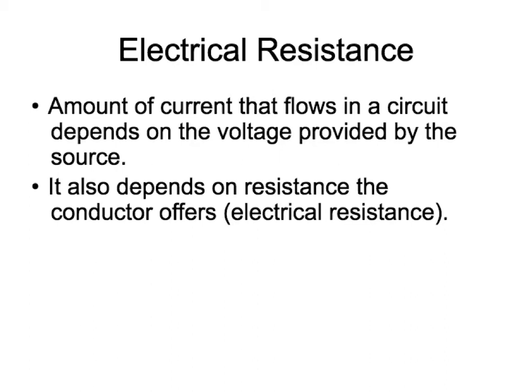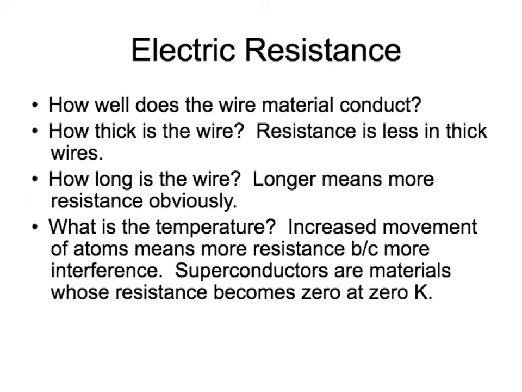We sometimes want this resistance because you don't want that current to just happen and be over quickly, or it could overheat. You want to have some. Depending on the material, it's going to be a better conductor or a better resistor. You have to ask how thick is the wire. Resistance is less in thick wires. How long is the wire? Longer means more resistance. Obviously, it's got to travel farther. And the temperature: increased movement of atoms means more resistance, just because physically there is more interference.